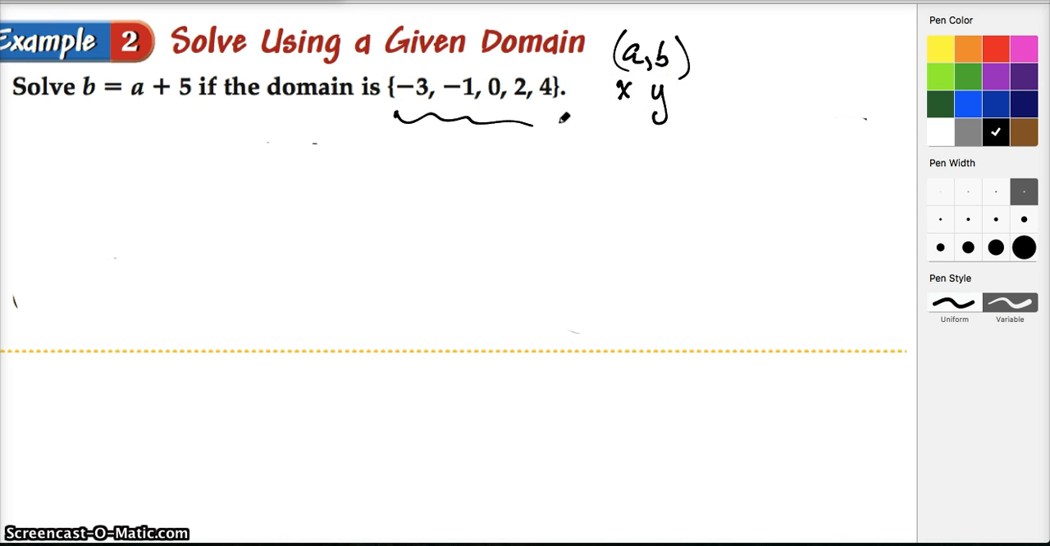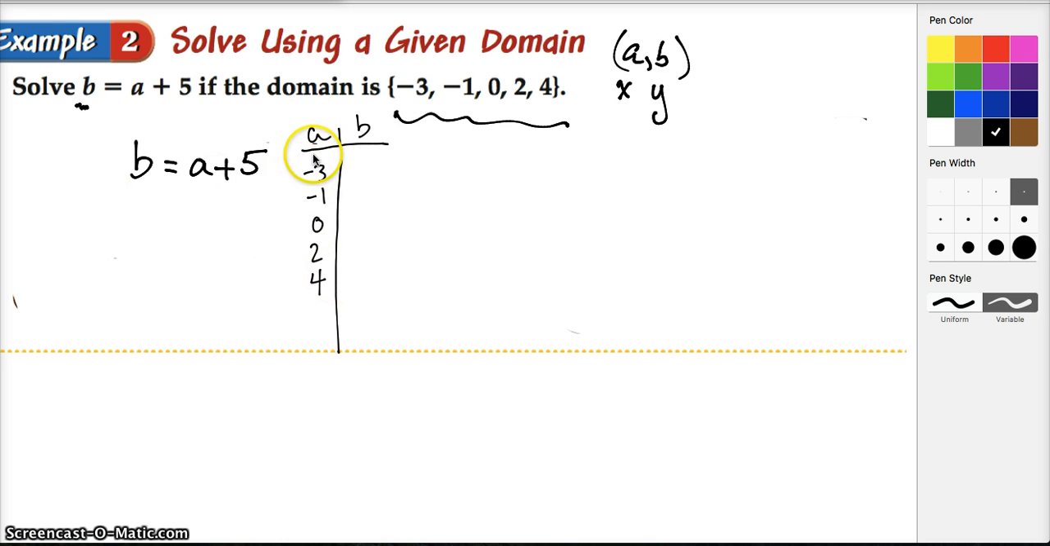So they've given us a domain, and we want to solve for B, given this domain. We're going to have a whole bunch of different B values, given that these are all possible A values, or x values, or domain values, right? So I'm going to just go through the list. I'm simply going to use this table to organize my information.